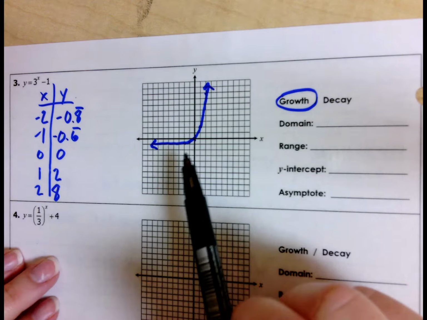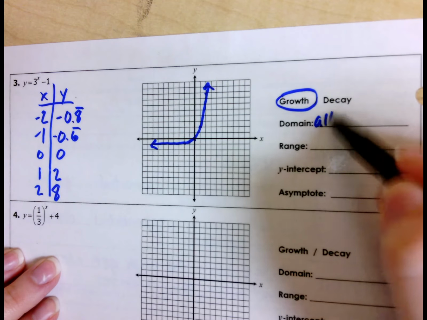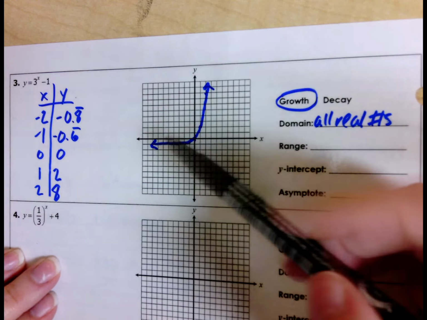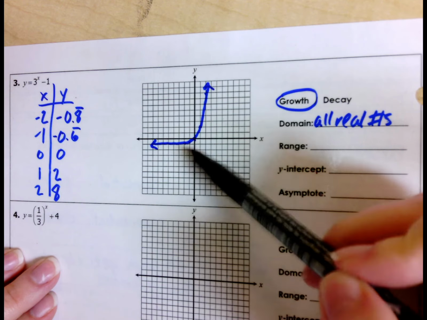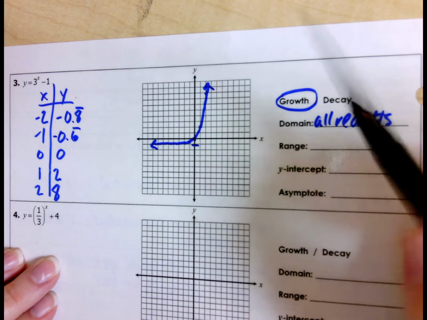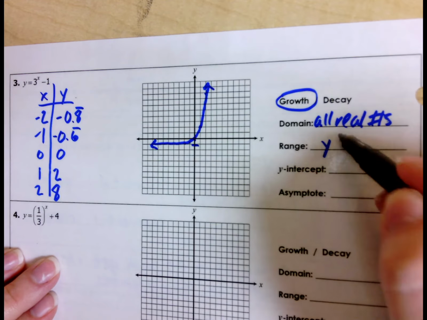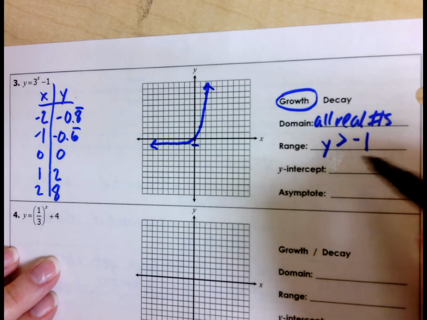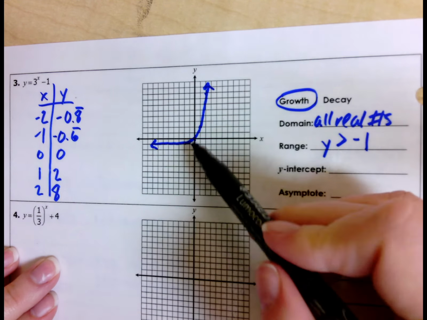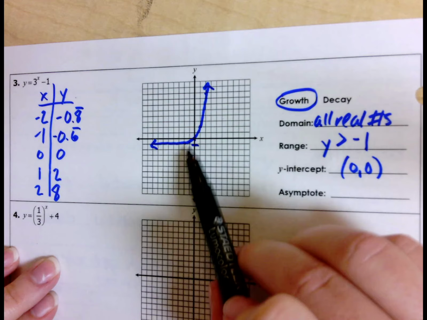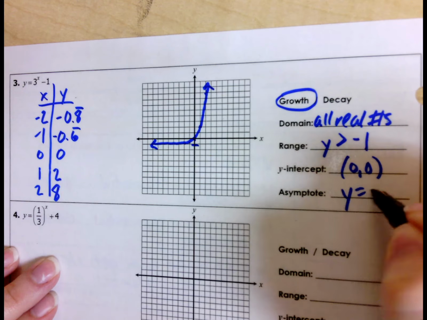So here, our domain is again all real numbers. Okay, our range is going to be everything greater than this y value right here because that's where it's approaching but never touching. So that's at -1. So y is going to be greater than -1. And it's not greater than or equal to because it never touches that line. So greater than -1. The y-intercept, it crosses at 0, 0. And so the asymptote, the line that it's getting closer and closer to is y equals -1.